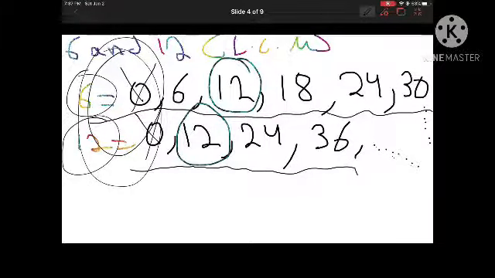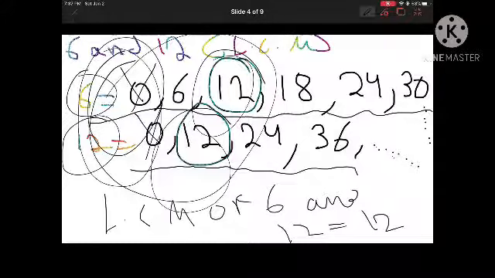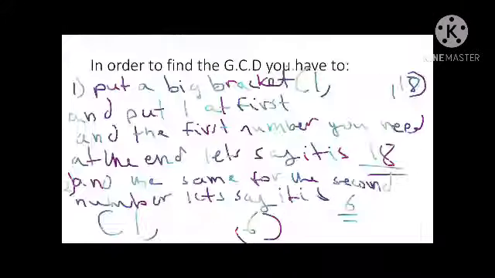Never take the least common multiple of 6 and 12 to be 0. Never. Okay? Don't consider 0 as a least common multiple. It is a multiple of the table of 6, but it's not considered as a least common multiple. Let's see, 0, 6, 12 and 0, 12. Is there any common here? Yes, 12 and 12. So the LCM of 6 and 12 equals 12. Okay guys, so I hope you understand it.